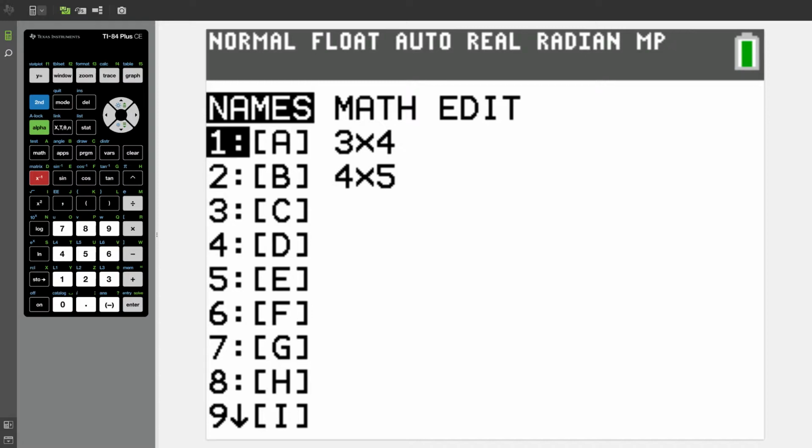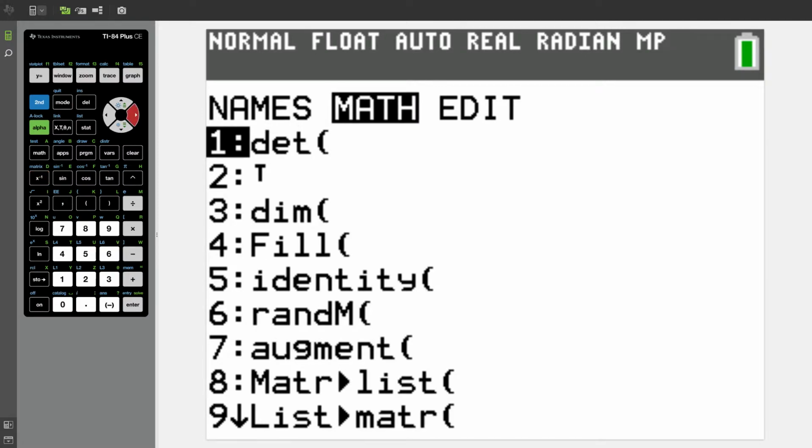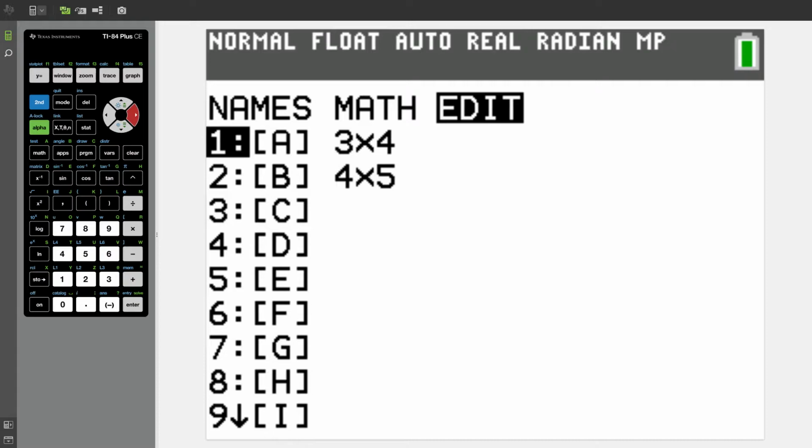So you've got to scroll over to edit. So use your arrow to go to edit. If yours is a brand new calculator no one's ever used before, you probably don't have any dimensions. If yours is from a sibling or something like that, you might have matrices in there.